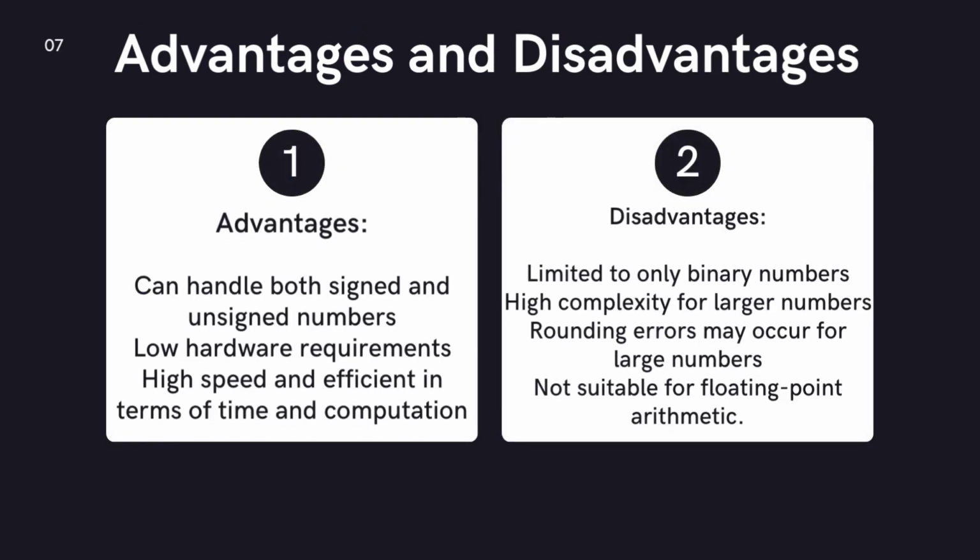The advantages of using Booth's algorithm for multiplication are as follows. It can handle both signed and unsigned numbers. It has very low hardware requirement and is very fast and efficient in terms of time and computation.